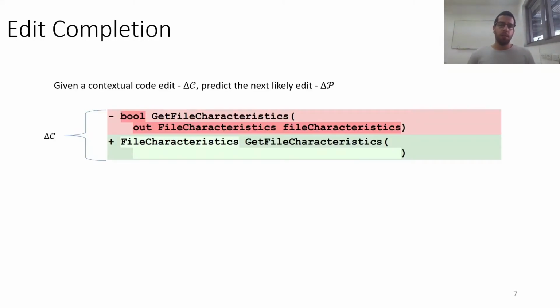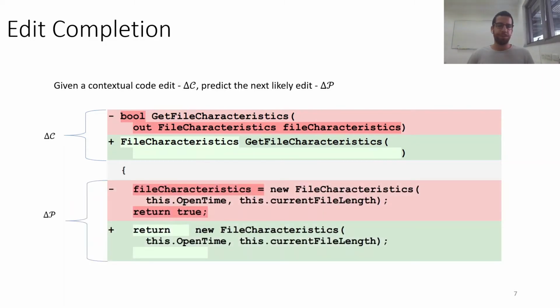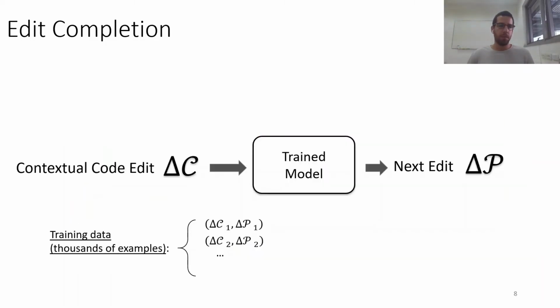So in edit completion, given a contextual code edit, delta C, we want to predict the next likely edit, delta P. To perform such predictions, we train a neural model with tens of thousands of pairs of contextual code edits and edits that appear next. This is done in hope that at test time, the model will be able to generalize well to unseen examples, such that when it sees a new example of contextual code edit, delta C prime, it will manage to predict the next likely edit, delta P prime.